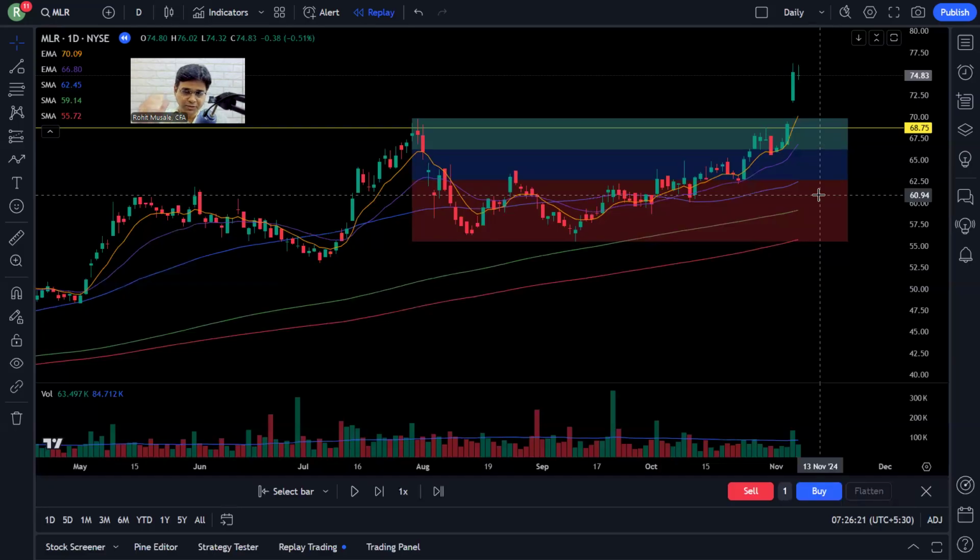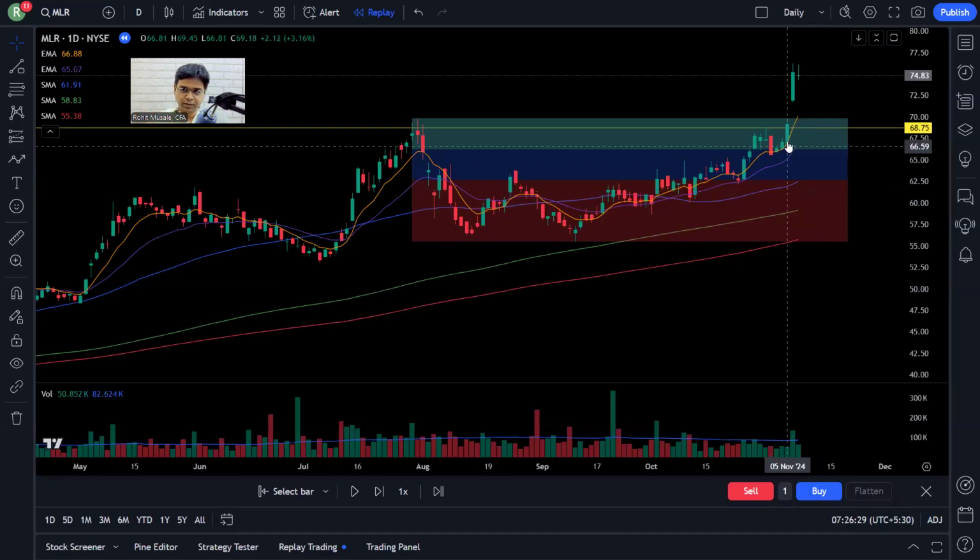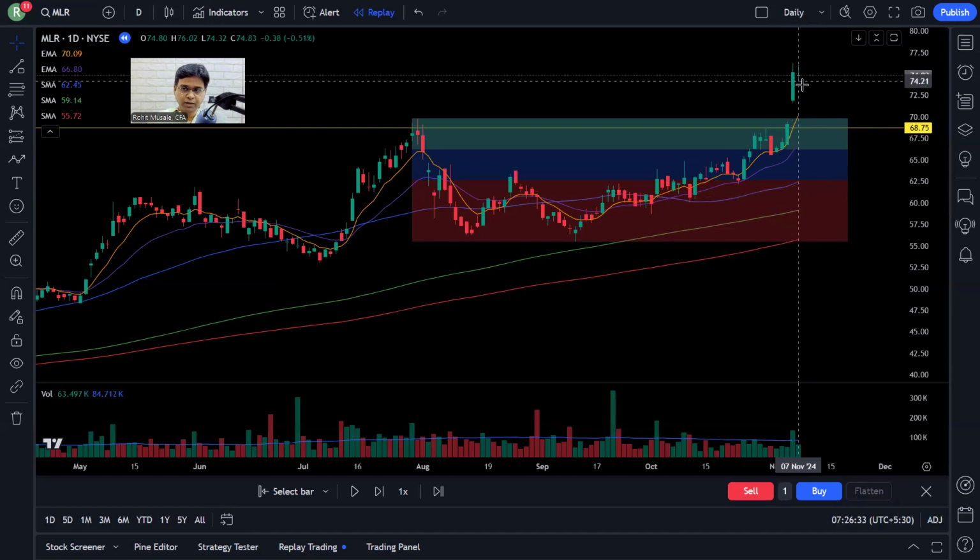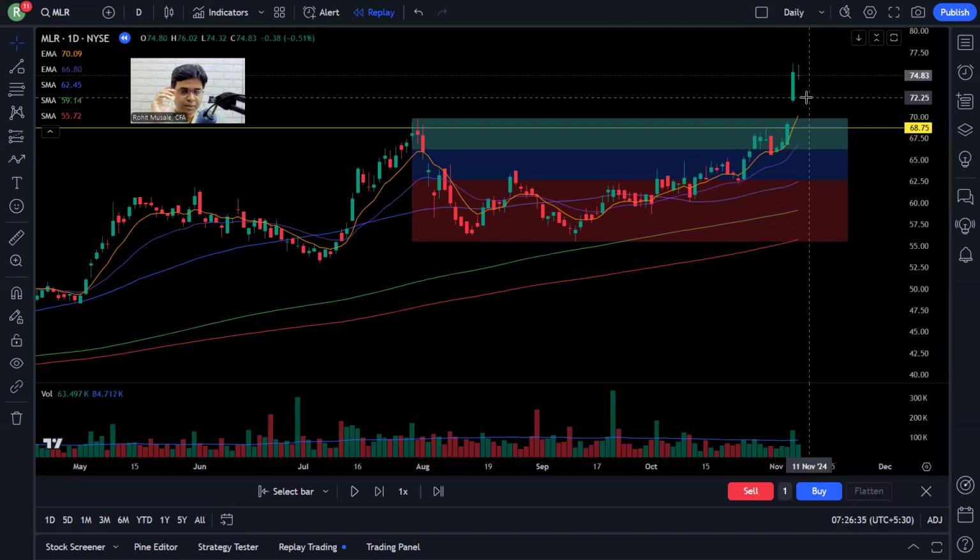But what's the mistake here? Now we have to wear the lens of a trade manager, not a risk manager. Here I am looking at the stock not from a risk management point of view, but from a trade management point of view. You remember I said a stock which is comparatively, technically, and fundamentally strong.